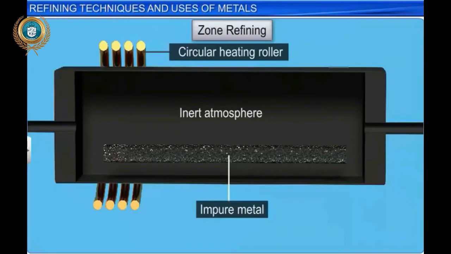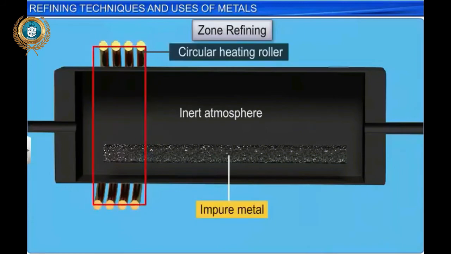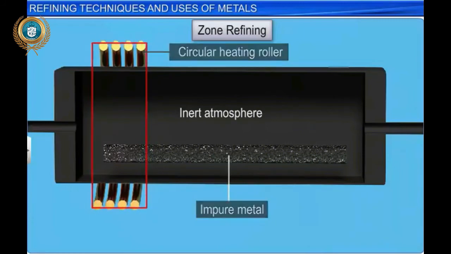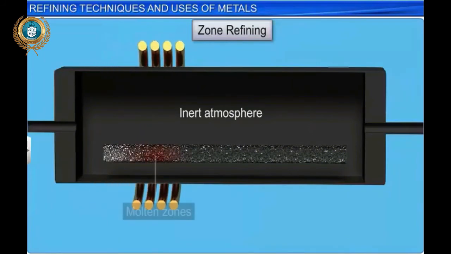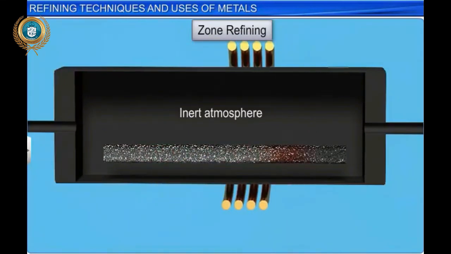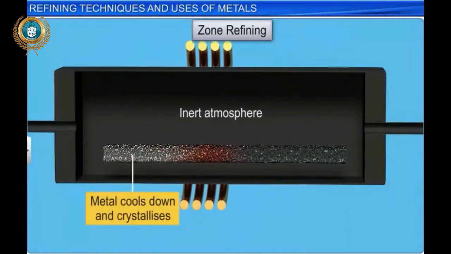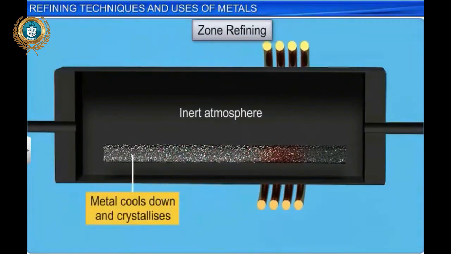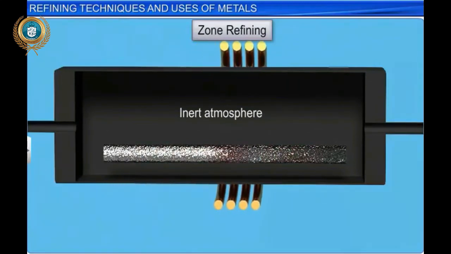In this technique, a movable circular heating roller is fixed at one end of a rod of impure metal. The metal melts in zones called molten zones as the roller moves towards the other end of the rod. When the heating roller shifts forward, the metal to the left cools down and crystallizes, while the impurities dissolve in the molten zone.